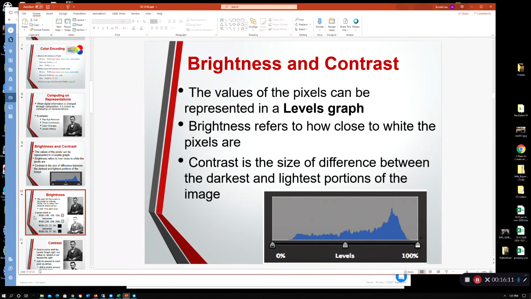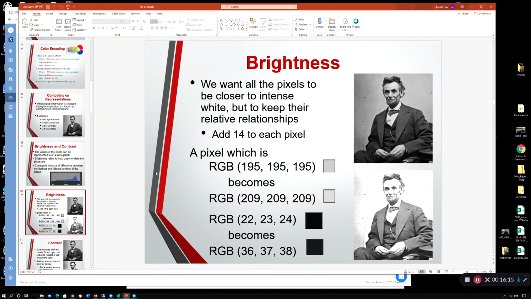Let's see what that means here. Remember, dark, black, is absence of light; white is more intense light. Let's say we do what I call a shift: add 14 to each pixel. So here's the original picture, and you add 14 to each pixel. You have this red, green, blue. Let's say it's 195 across the board. You're going to add 14 to each of these, so you make it more intense. That's a constant shift across each of these pixels, and then you end up with something like this.